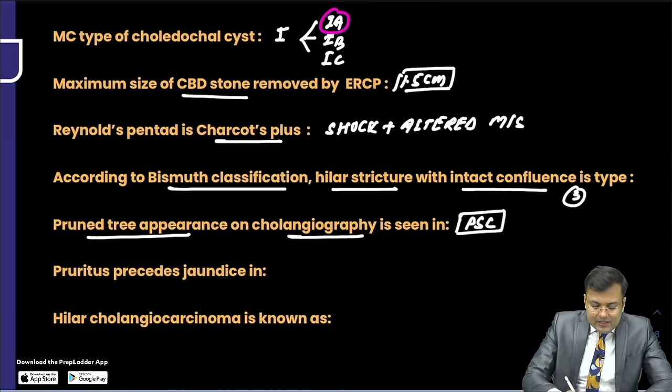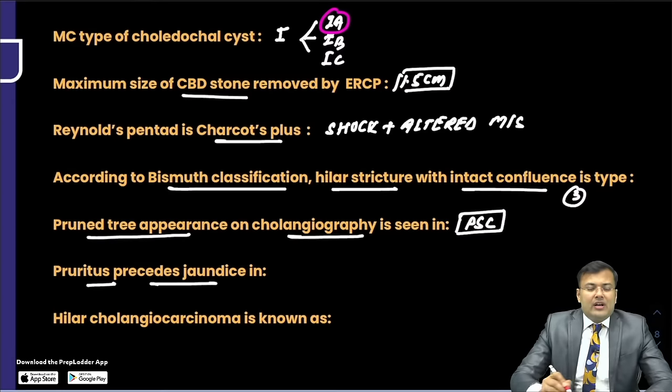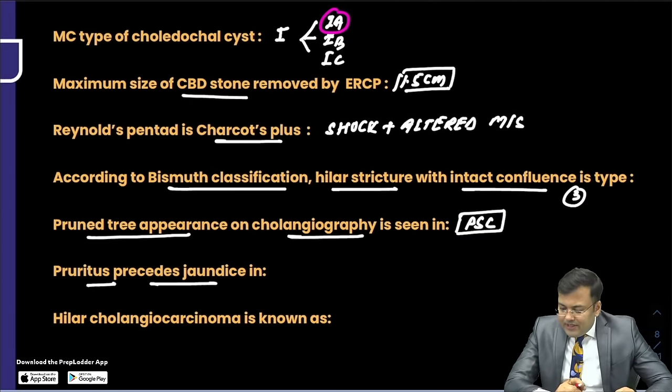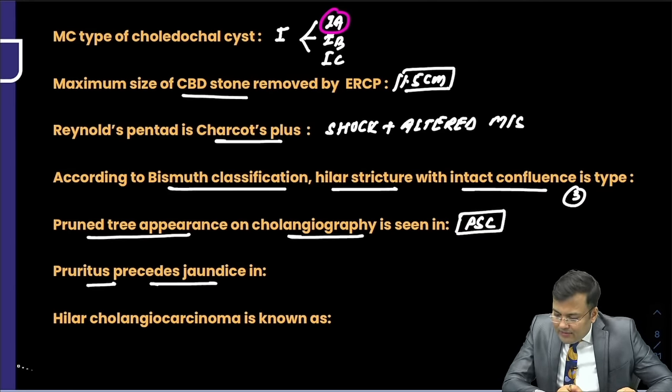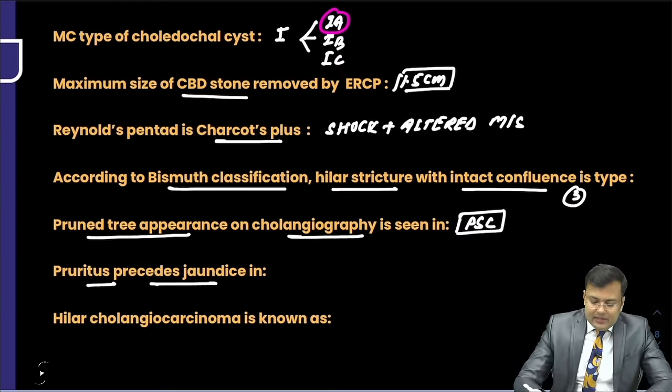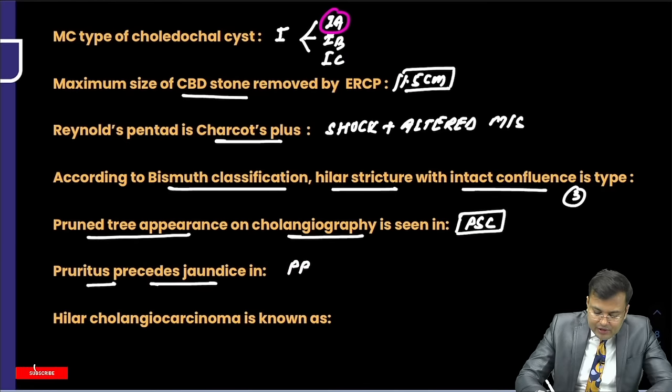There is only one condition where pruritus precedes jaundice. In which case does pruritus precedes jaundice? Yes. Very good. It is primary biliary cirrhosis. Pruritus precedes jaundice in primary biliary cirrhosis.